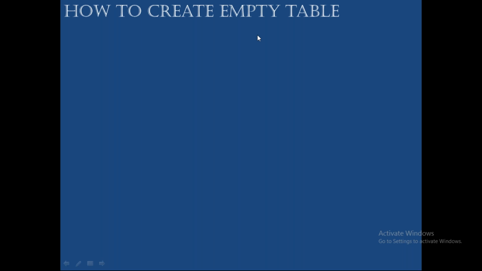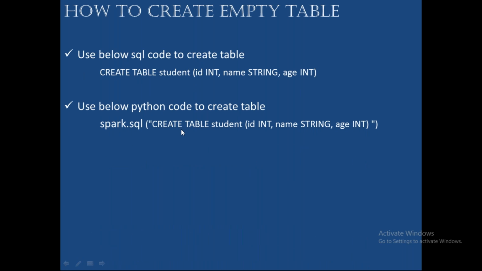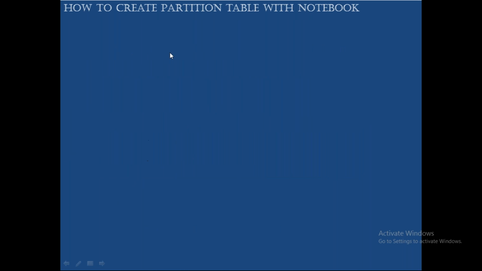This is also finished. Now we'll learn how to create an empty table. In SQL we need to use this command to create an empty table. In Python we need to execute the same query, but you just have to pass this particular query to the spark.sql function. In the same way, if you want to execute the same query in Scala, you need to pass it to the SQL function.